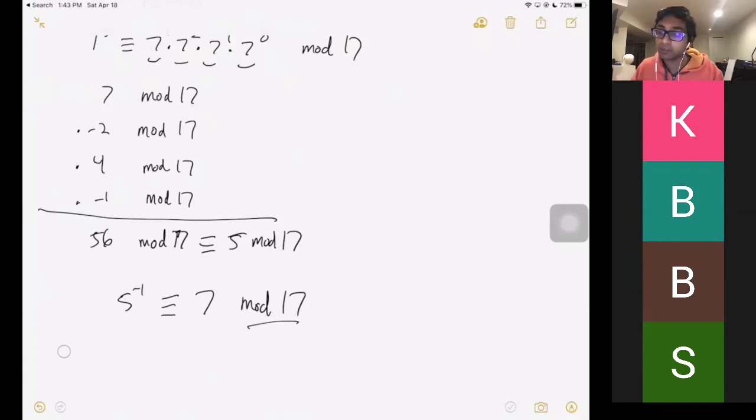All right, does anyone have any questions about this problem, or how ElGamal works in general? Why it's useful?